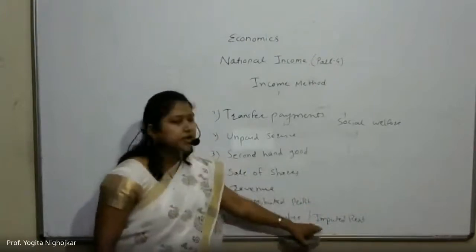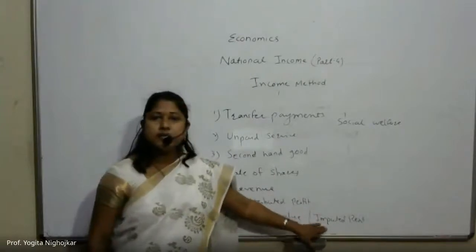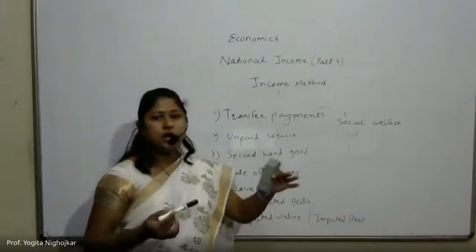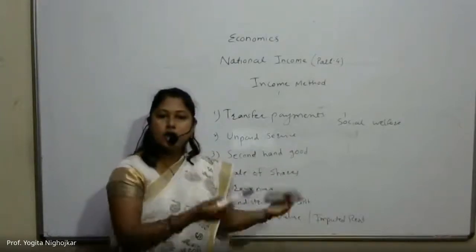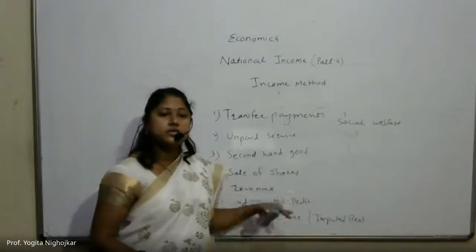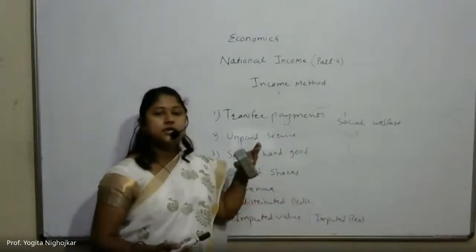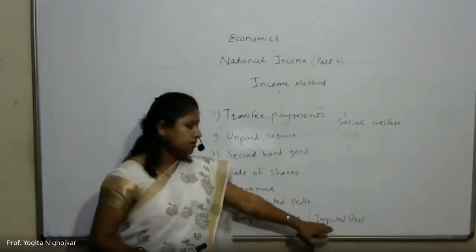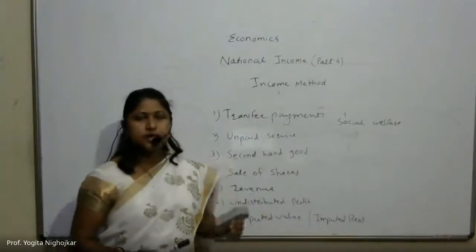Then imputed rent. What is imputed rent? Imputed rent from housing is derived when the housing cost paid by the household for its dwelling and interest on housing loans are deducted from the so-called imputed gross rent.